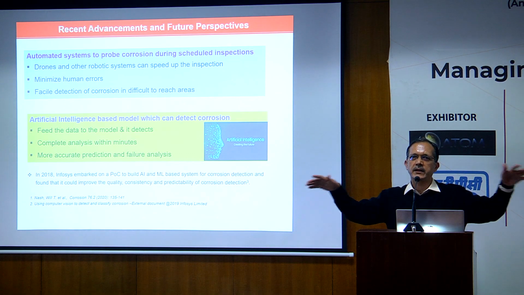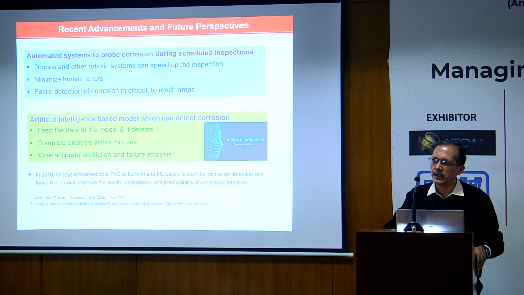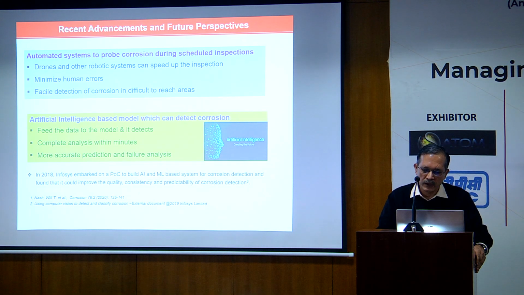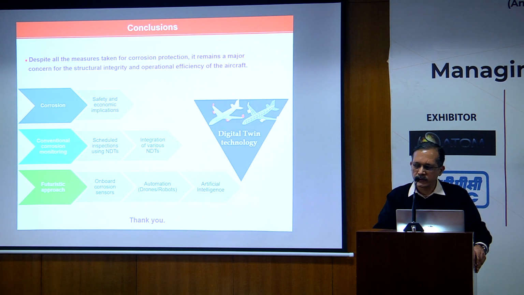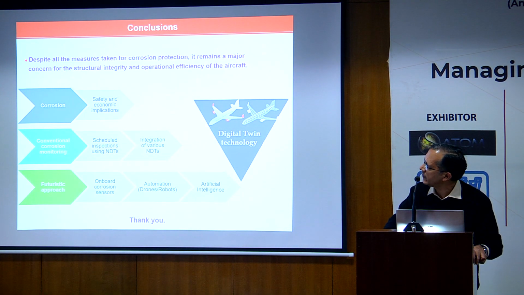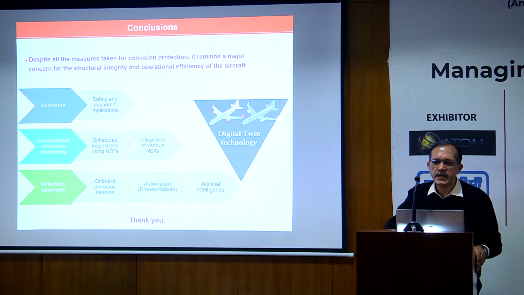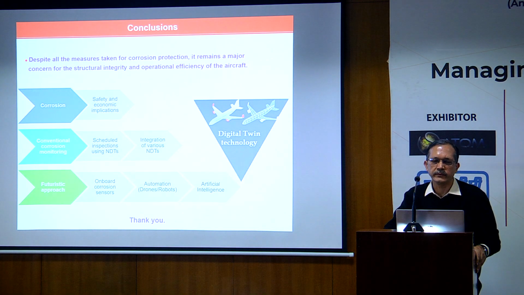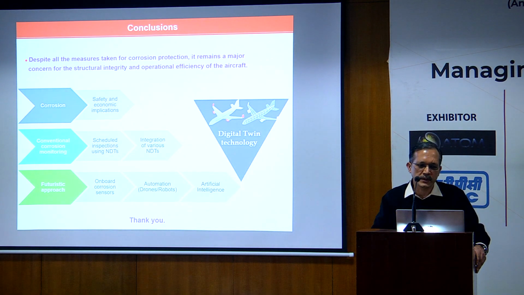As I mentioned, the aircraft structure is a very, very complex structure consisting of a large number of materials. So it becomes very, very difficult to monitor and mitigate the corrosion in the aircraft. So this is the last slide. Despite all the measures taken for corrosion protection, it remains a major concern for the structural integrity of the aircraft as well as human life. The economics is, of course, there.